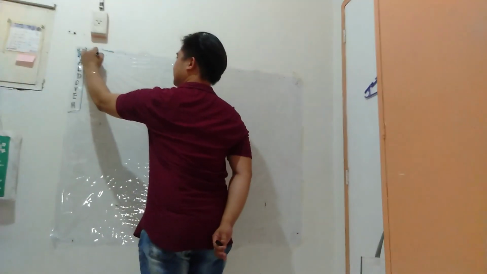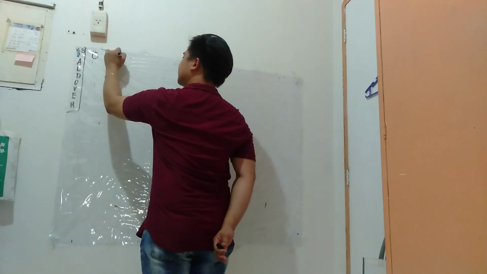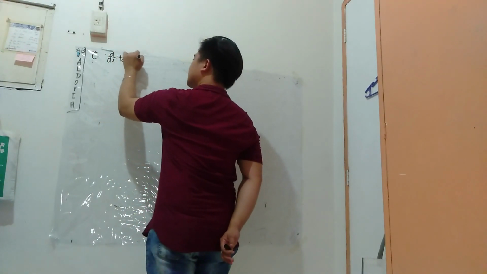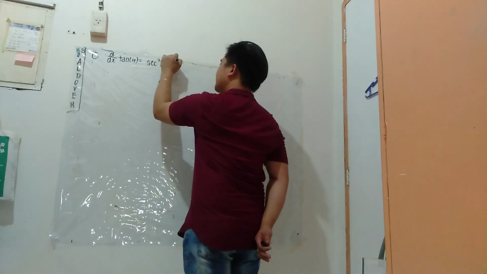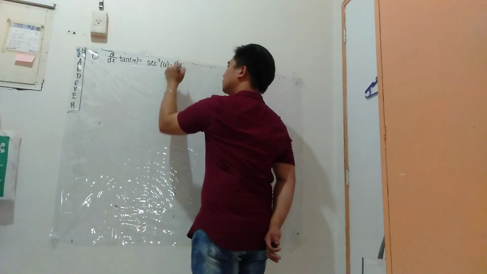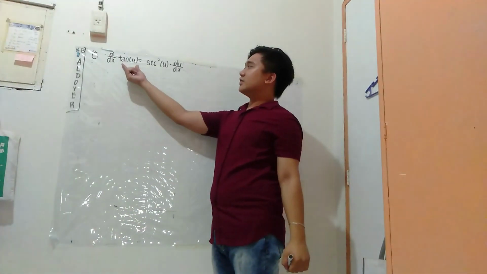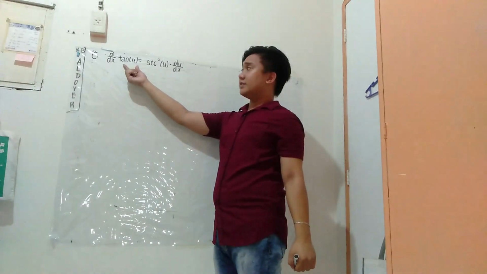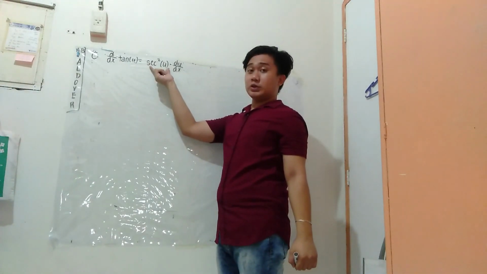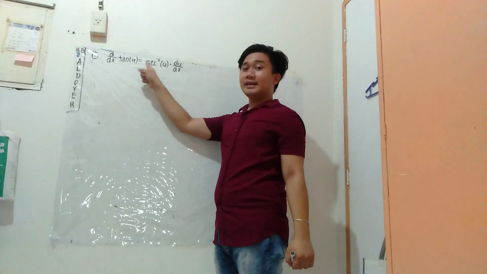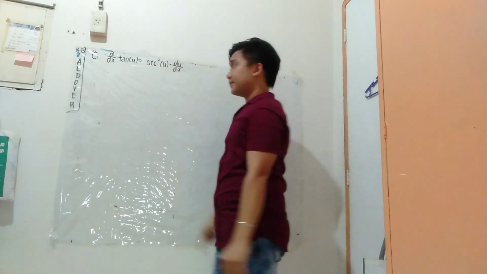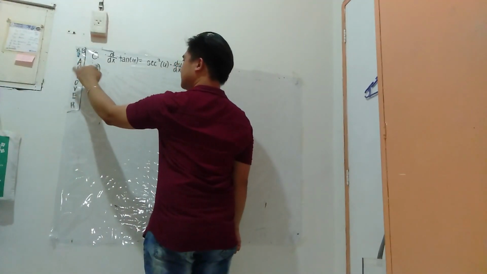So, next is our third trigonometric function, which is the tangent. So, the derivative of tangent of u is equals to secant squared of u times the derivative of u with respect to x. Tangent of u, ang derivative niyan, pag dinifferentiate yan ay secant squared u. Again, yung tangent, hindi siya nagsisimula sa letter C, kaya wala tayong negative sa unahan. Okay? So, example number 6.